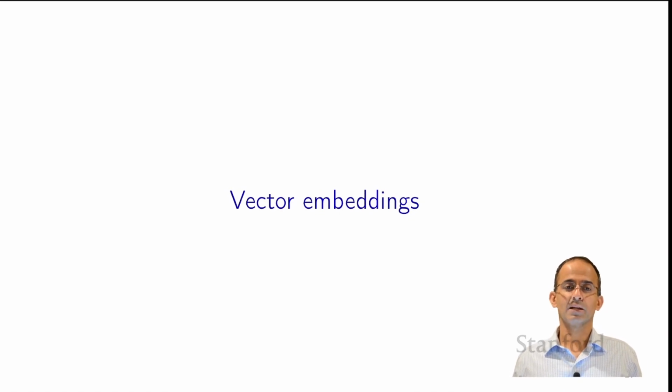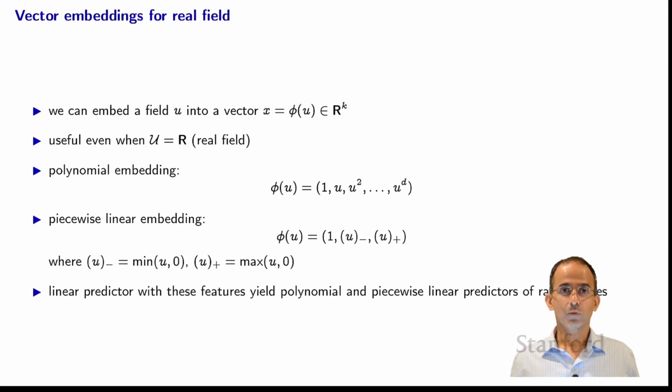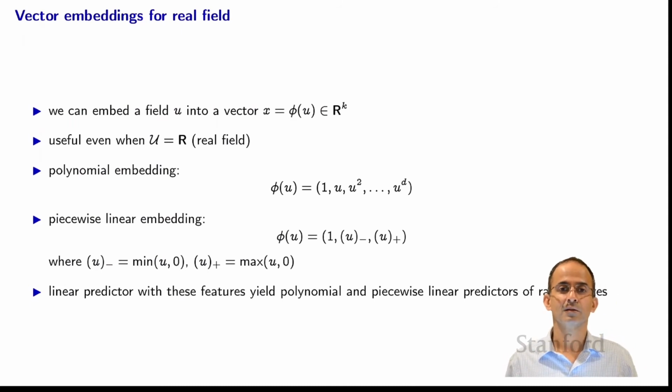Let's look at some more complicated embeddings where we take an individual field and embed it as a vector. So we can embed a field into a vector x is phi of u, and now x here lives in R^k, that's the dimension in which that particular field is embedded. And it's useful to have a k which is more than 1, even when the quantity that you're embedding, the raw data u, is just a real scalar.